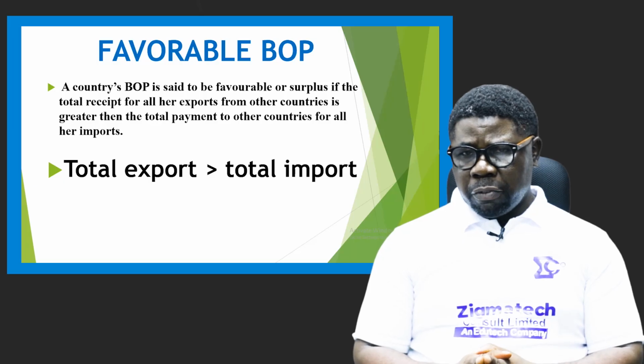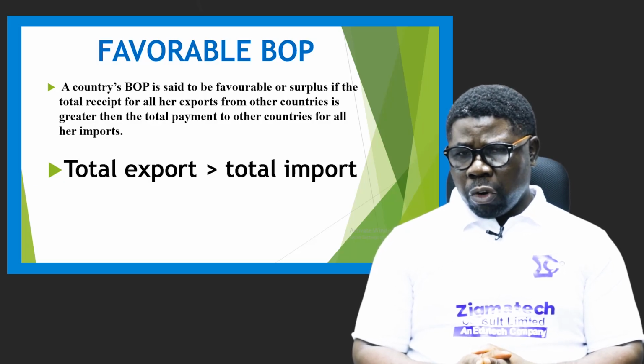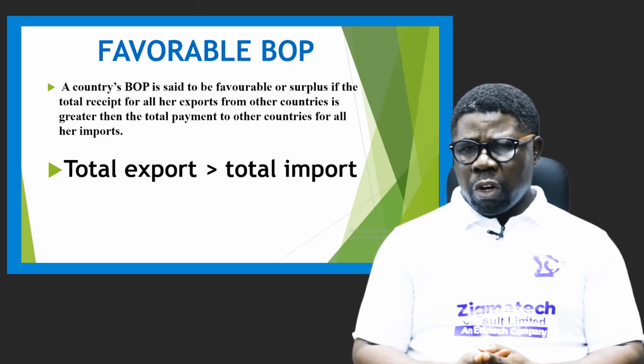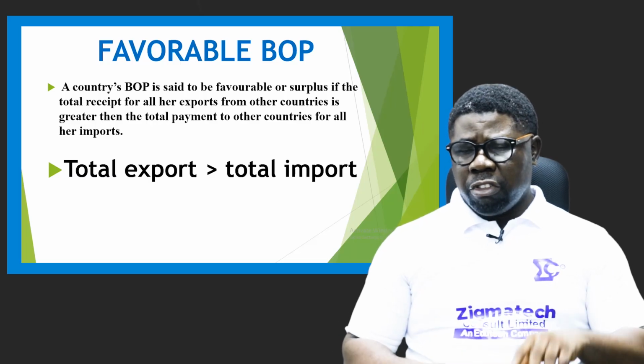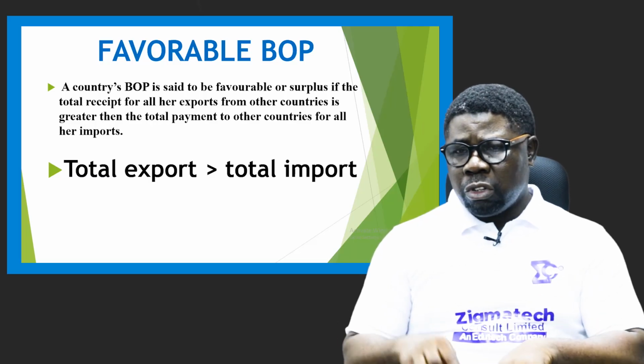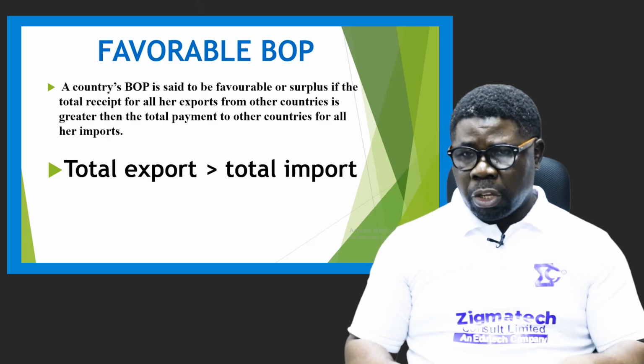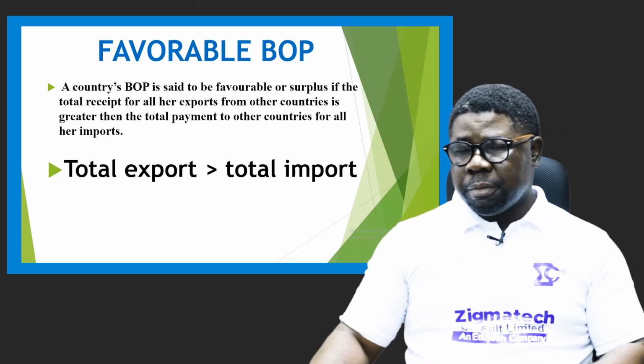If a country's total receipt for all her exports to other countries is greater than what she pays for imports, you have what? Favorable or surplus balance of payment. In this case, total export value exceeds what? Total import value in monetary terms, okay? That's what it means, all right?